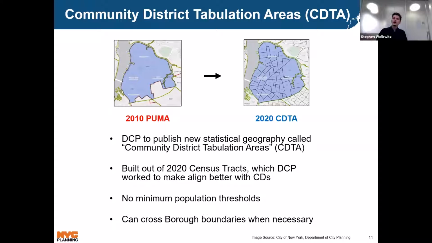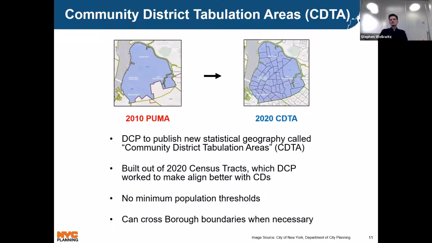Which City Planning actually worked closely with the Census Bureau to guide some of the splits this go around of the census tracts. And we did that with an eye towards allowing the tracts to align better with community districts, so that we would be able to create CDTAs that are actually better reflections of the CD. And I'll get into some examples of exactly how we did that.